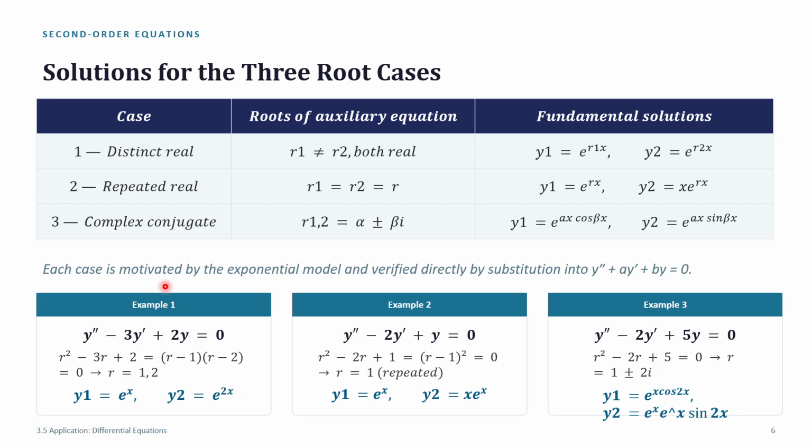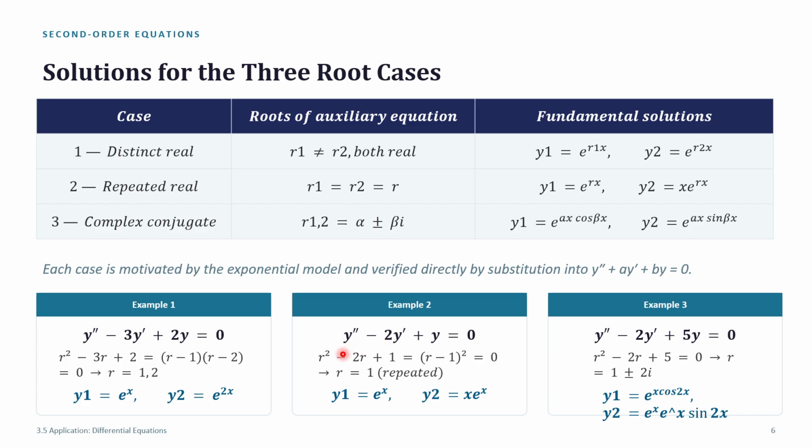Next is case number 2, the repeated real root. For the roots of the auxiliary equation, it means that root 1 and root 2 are equal. They are the same root. For the fundamental solutions, we have y1 = e^(rx) and y2 = x e^(rx). Why is it like that? Although the auxiliary equation has only one root, there are still two distinct solutions. So for example 2, y'' - 2y' + y = 0.